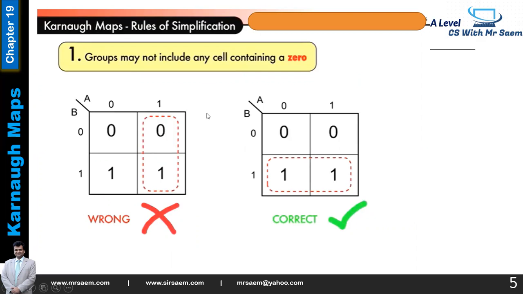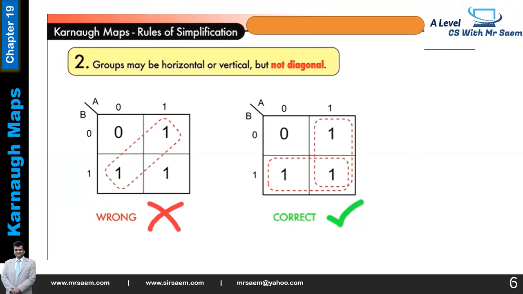We do not group zeros with 1. We'll only group wherever we have ones. You can see, if I have 1, I'll make a group out of it. I'll refer to you later on about why we are grouping and how we can make a Boolean expression out of this. So the first rule means this, that we can only group ones.